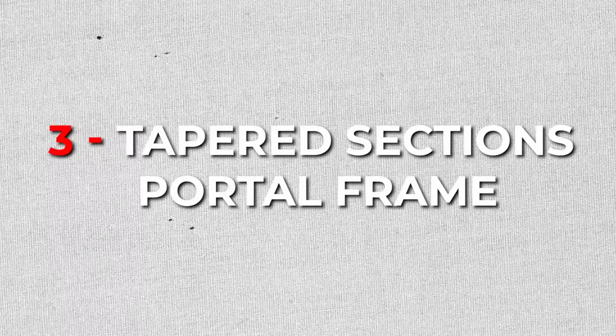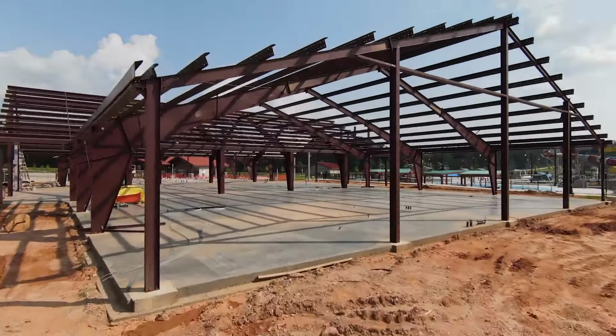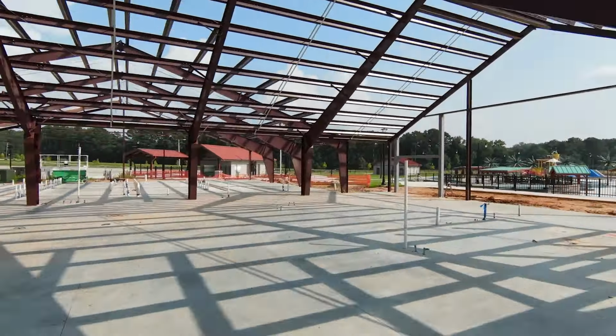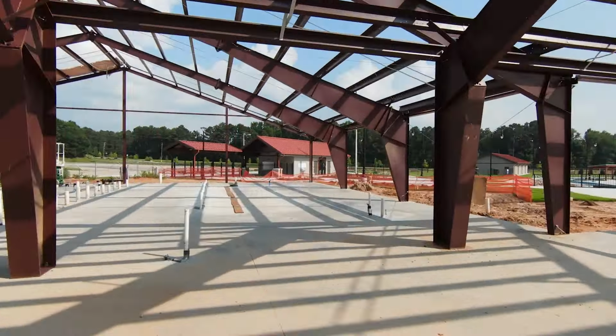Number 3, tapered sections portal frame. Basically, you are reducing the weight of the structure by adding material in high bending moment areas and removing material in low bending moment areas. In reality, tapering sections is not an easy task. The costs of fabrication might outweigh the savings in materials. So this solution should be assessed case by case. Typically, tapered sections are used when the portal frame sections required are greater than 610 UBs. So that's when you might start looking into tapered sections.